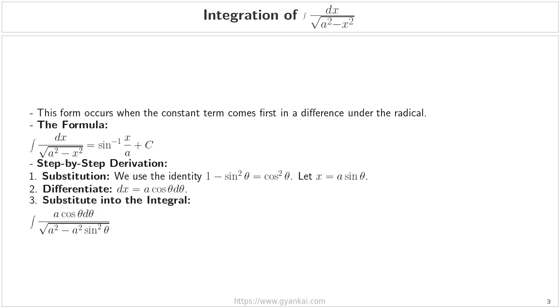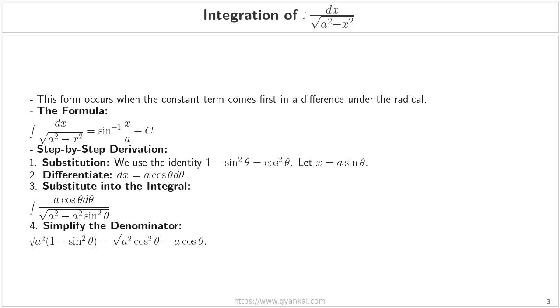Now, step 3, we substitute these expressions for x and dx back into our original integral. This gives us the integral of a cosine theta d theta divided by the square root of a squared minus a squared sine squared theta. Step 4 is simplification. Let's focus on the denominator first. We can factor out a squared from under the square root, giving us the square root of a squared times 1 minus sine squared theta. And as we mentioned earlier, 1 minus sine squared theta is equal to cosine squared theta.